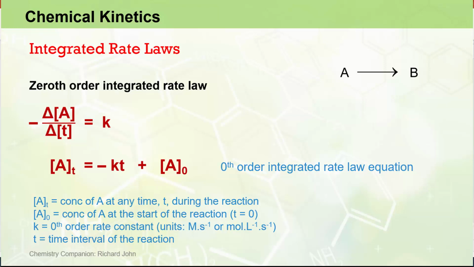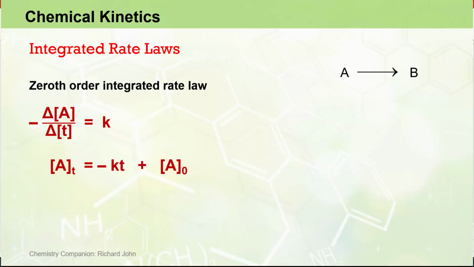Like in the previous cases, the zeroth order integrated rate equation also takes the form of a straight line equation, where the At term is equivalent to the y variable, time is again equivalent to the x variable, the negative of the rate constant k is equivalent to the slope of the straight line, and the A0 term is equivalent to the y-intercept.